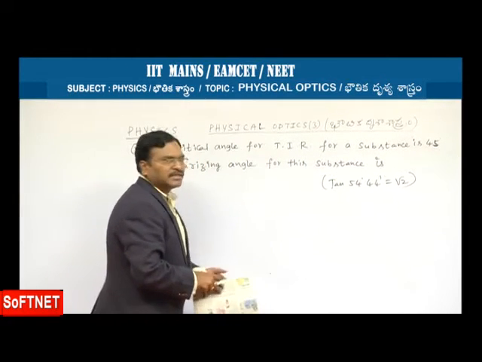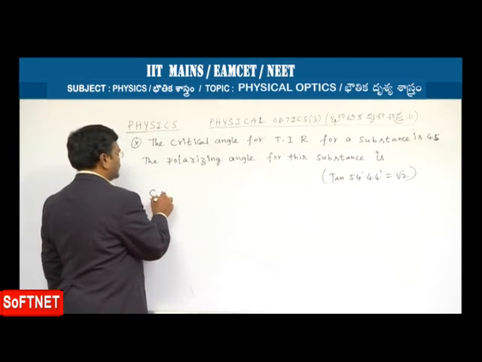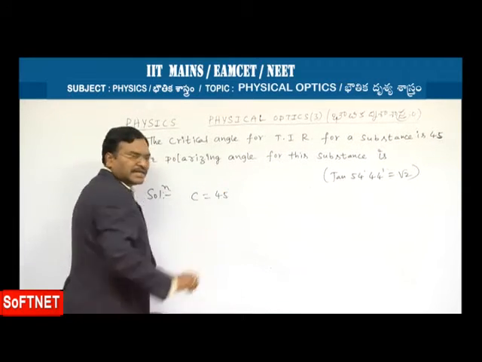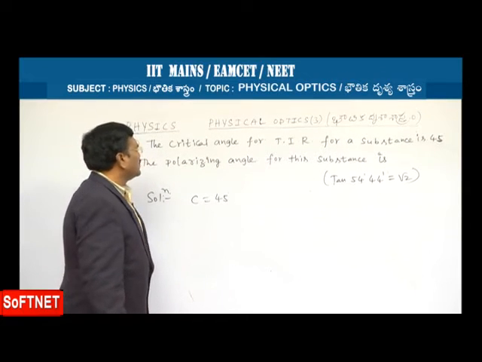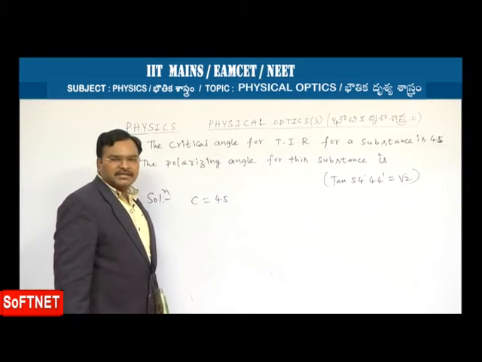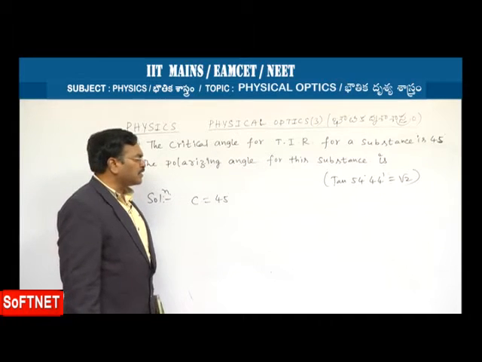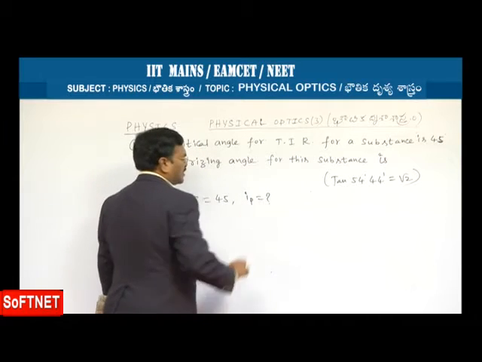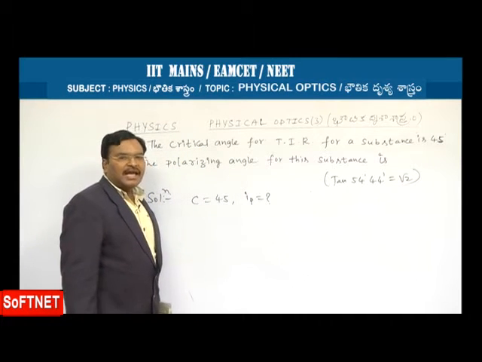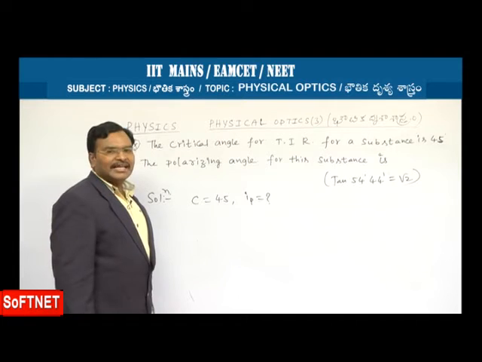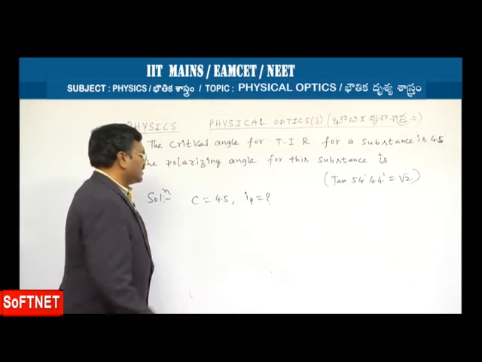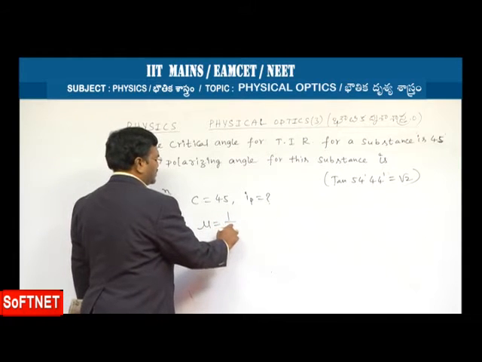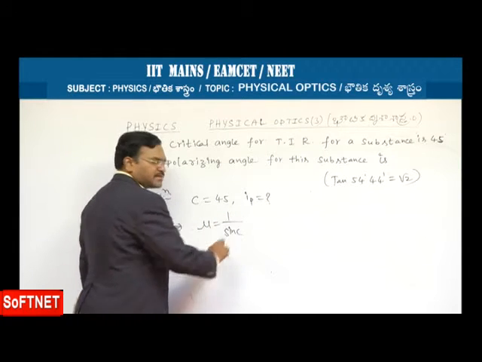In the problem only it is given. Now how do we calculate here? What is given? The critical angle is given, 45 degrees. Now the polarizing angle IP for this substance is how much? How do we calculate now? The critical angle is given, so mu is equal to 1 by sin c. You already studied this in ray optics.